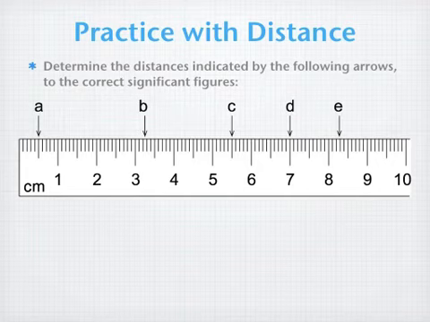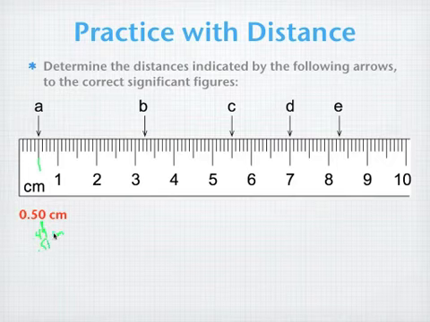Alright, so we're back. Here is the first reading, 0.50 centimeters for A. You notice that 0 tells me that I think the marking is right on that 0.5. It's not a little to the right, it's not a little to the left. Reasonable estimates would have been 0.49 to 0.51 centimeters. Anything in between those two would be fine.